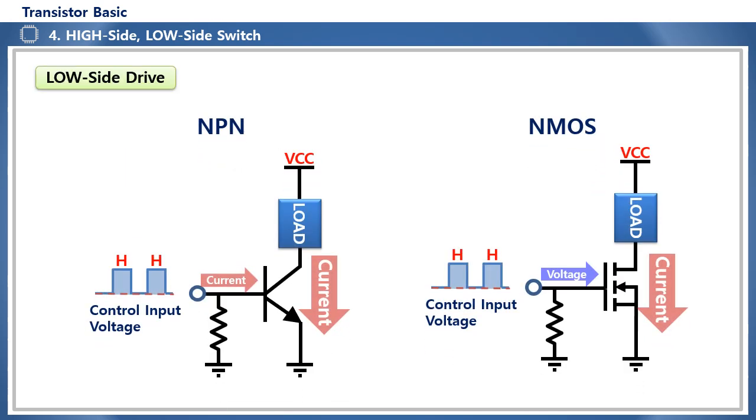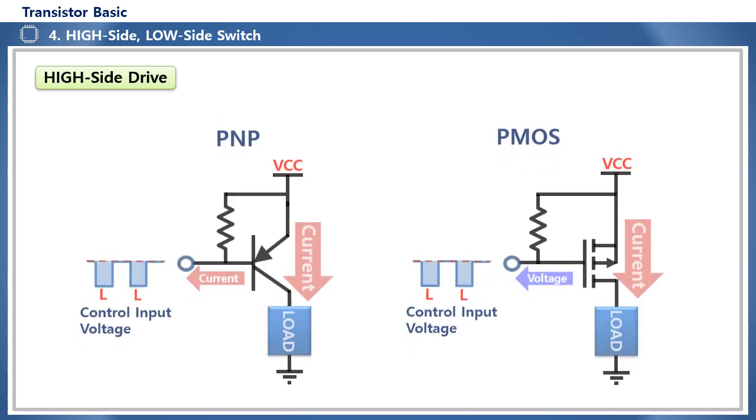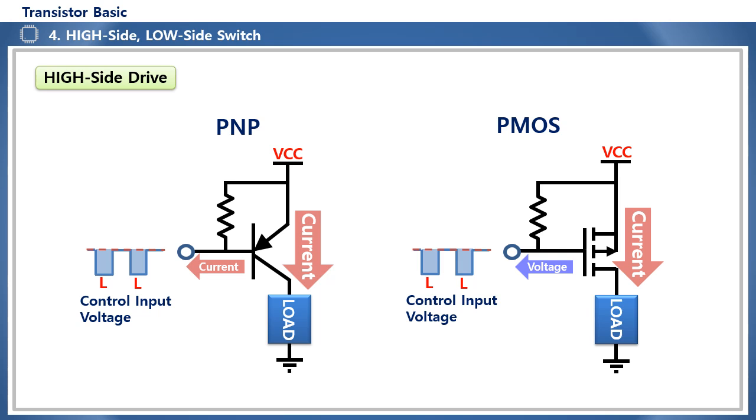As explained above, low side driving determines the control current or voltage with respect to ground, so the switching circuit is configured with NPN or NMOS. Since high side driving determines the control current or voltage based on the power supply voltage, the switching circuit is configured with a PNP or P-type MOSFET.